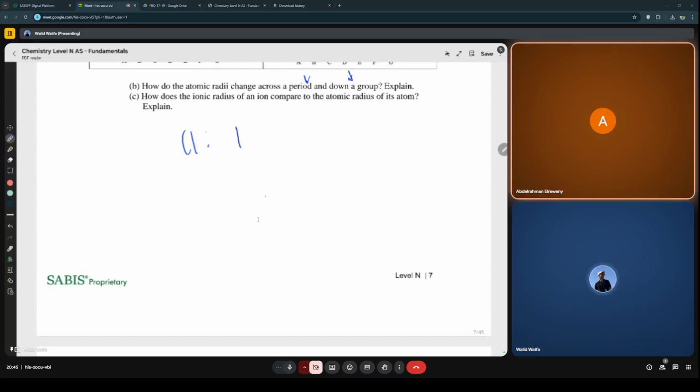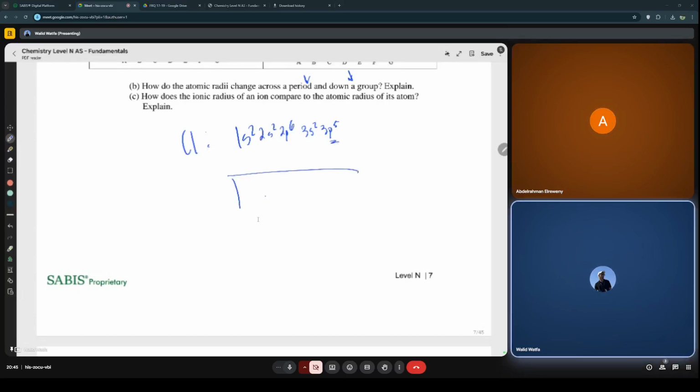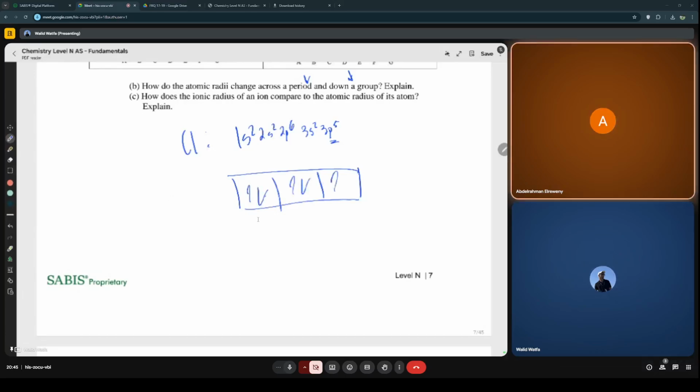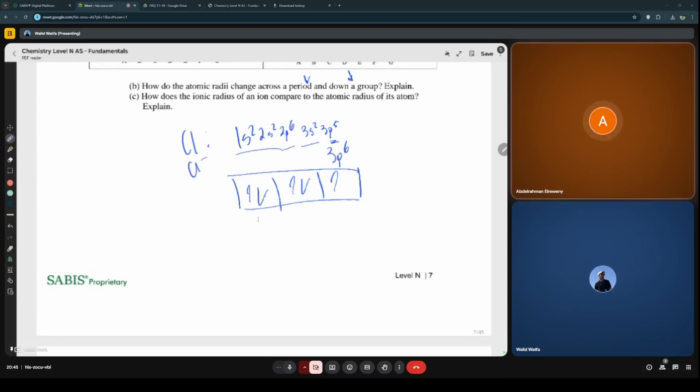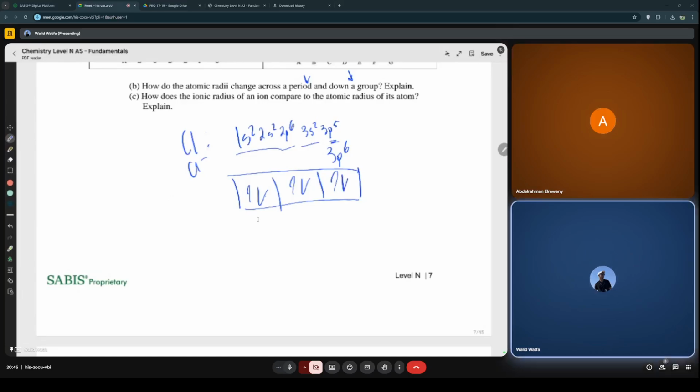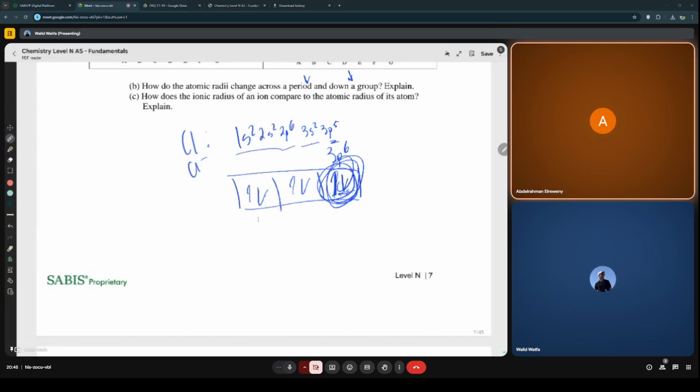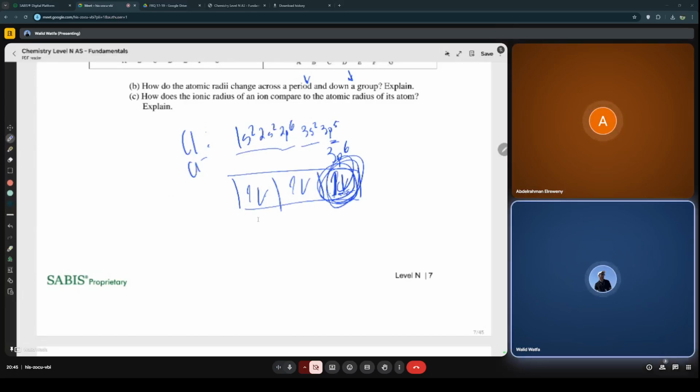Look at the final shell. It's 1s2, 2s2, 2p6, 3s2, 3p5, right? If you look at the p shell, Cl minus, what's going to happen? This becomes 3p6, right? Where does the electron go? Here, right? What does it give you when you have two electrons beside each other? More electron repulsion. So when you gain an electron, there's going to be more electron repulsion, right?